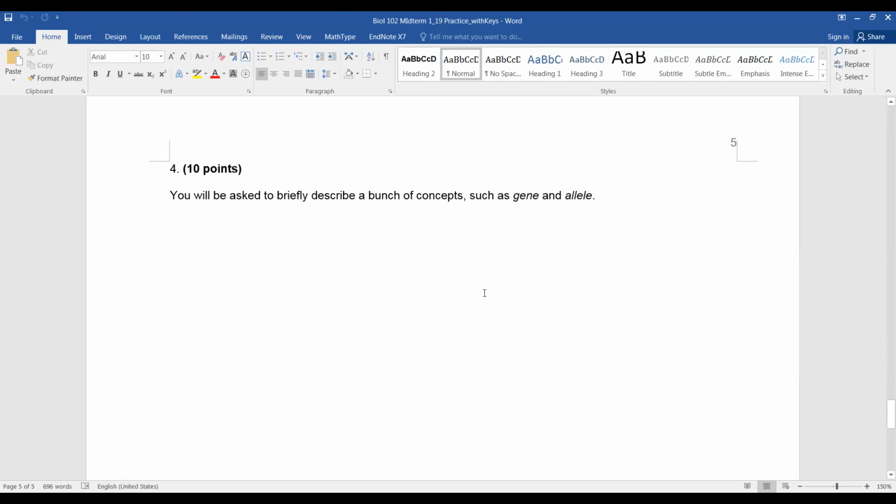So this is how the real test will look like. And in the last part, I'm going to ask you to briefly define some definitions, some concepts. For example, I will ask you to define a gene or an allele for me.